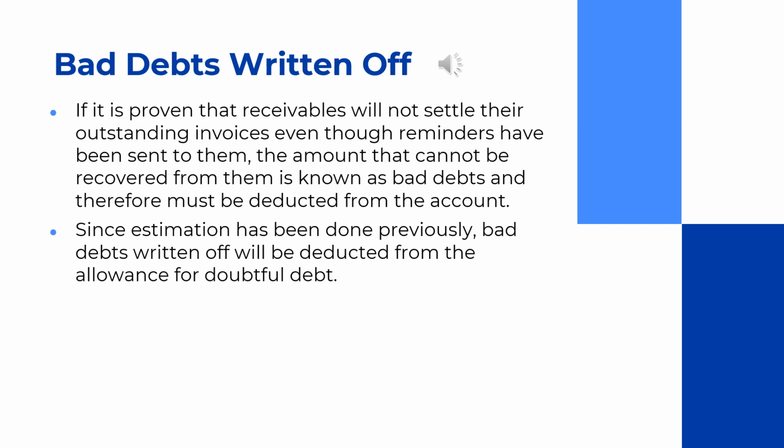Since the estimation has been made previously, bad debts written off will be deducted from the allowance for doubtful debts account. This is in contrast with the direct write-off method, where the bad debts are simply taken off from the accounts receivable. But for the allowance method, the bad debt written off will be deducted from the allowance for doubtful debts account.